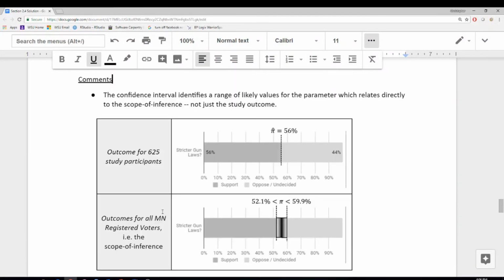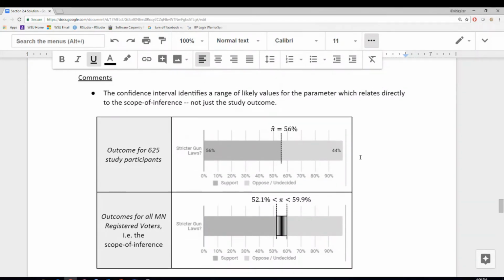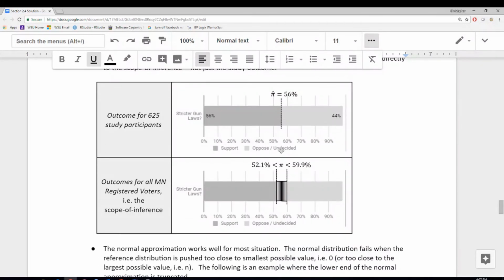Let's go ahead and consider some comments here. So as I just said, the confidence interval identifies a range of likely values for the parameter, which relates directly to the scope of inference, not just the study outcome. So the outcome from the 625 study participants was the 56%, as is shown here. Now, the purpose of a confidence interval is to again give you a range of likely values for that parameter. And the parameter here again represents the proportion of people that support stricter gun laws. And the people that I'm talking about there are all Minnesota registered voters.